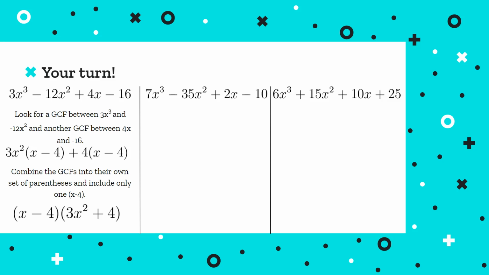Now we combine the GCFs into their own set of parentheses and include only one set of parentheses with x minus 4 to get this final answer.